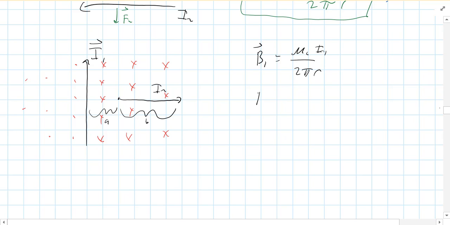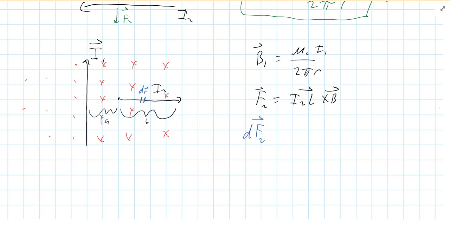Okay, so we know the force on 2 would be I2 L cross B, if wire 2 is parallel to the field. Well, it's not. So what we have to do is look at a little chunk of the wire at a time. We're going to call that distance dr, and it's going to have the current I2. So we're going to say that's dF2, and we are going to set that equal to I2 times, it would be dl, but because it's the same as dr, we're going to call that dr cross B1.